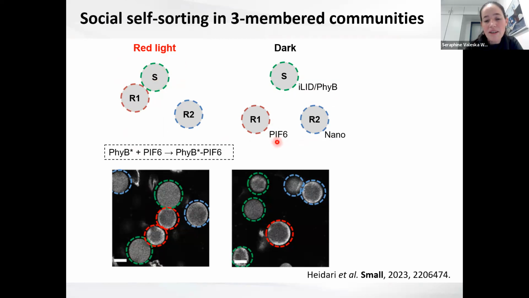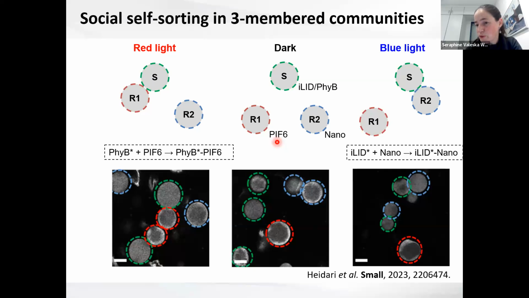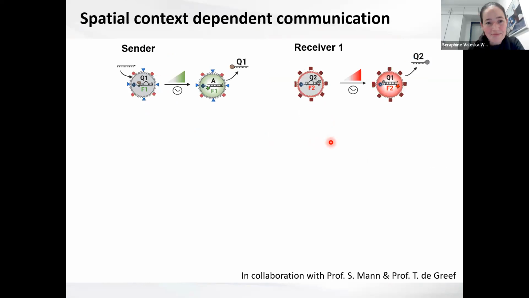PIF6 and PhyB bind to each other under red light, and this brings the sender in proximity with the receiver 1. Then we can also use blue light and thereby trigger the adhesions between the sender and the receiver 2, which has another protein called Nano on its surface. And thereby, depending on which light we use, we can induce a different sorting pattern within these communities.